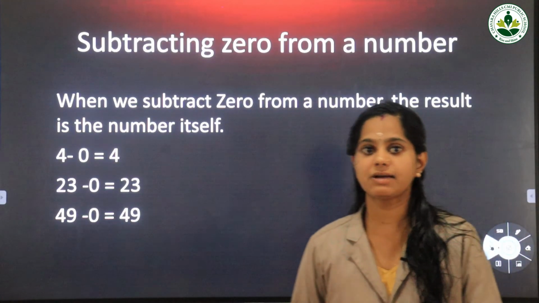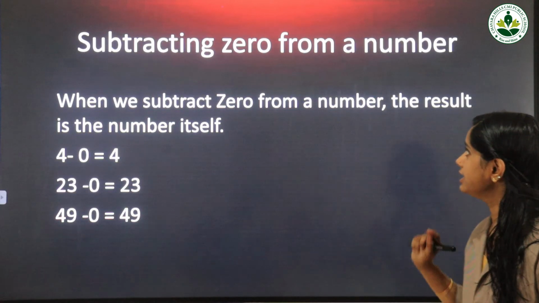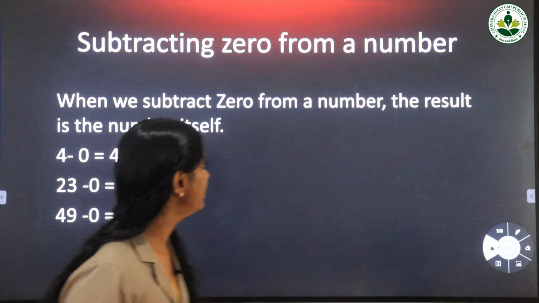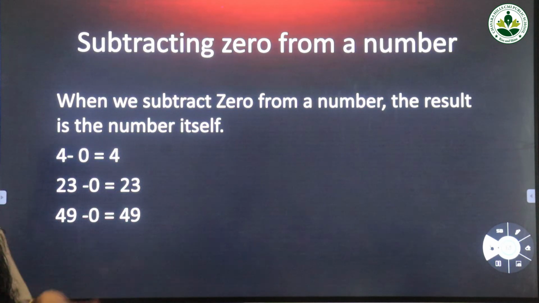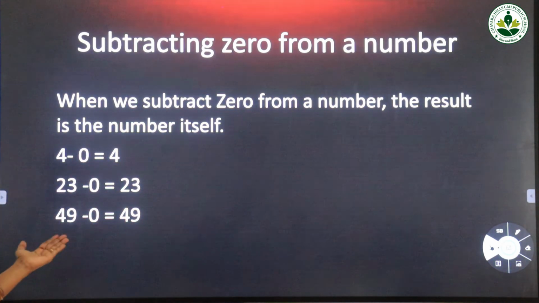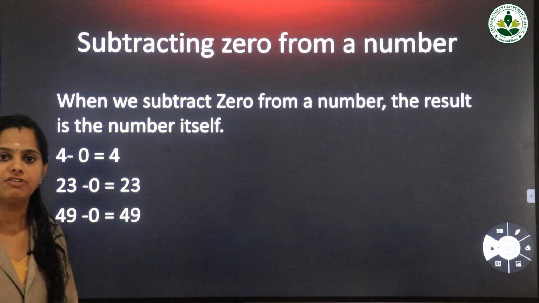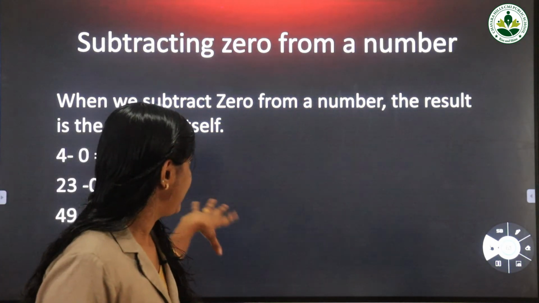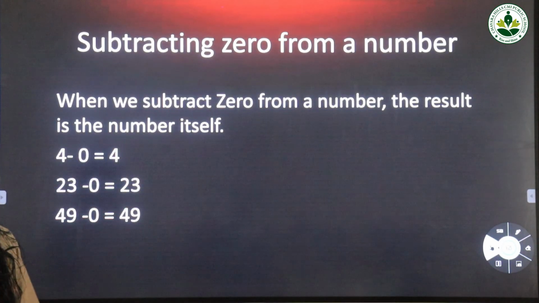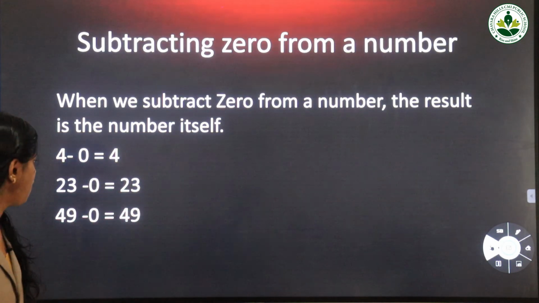Next section, subtracting 0 from a number. When we subtract 0 from a number, the result is the number itself. Example, 4 minus 0. We can see the result is the number itself. So 4 minus 0 is equal to 4.